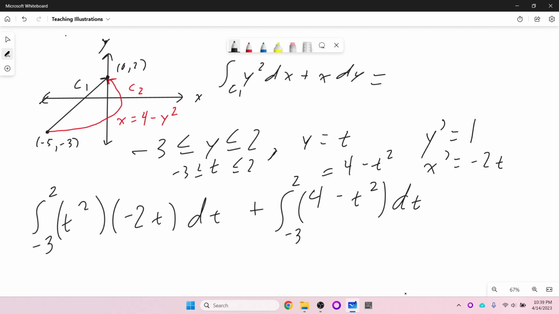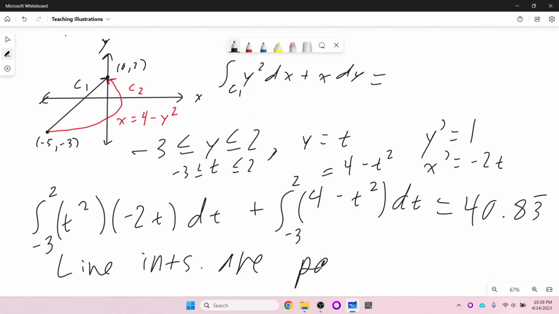Okay, so that's an integral. Once again, I think you can handle it from here on out. But the answer we get is 40.83 repeating, which is very different than what we got the other way. Hence, we can say line integrals are path dependent.